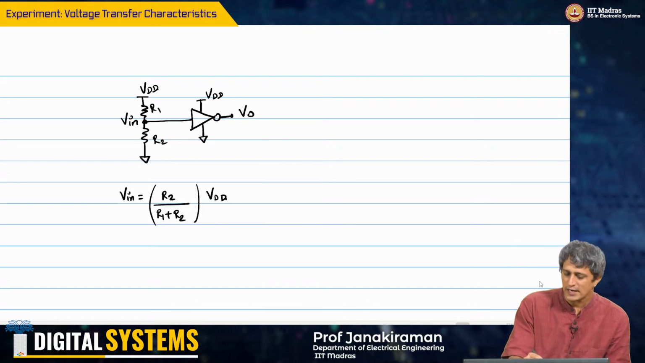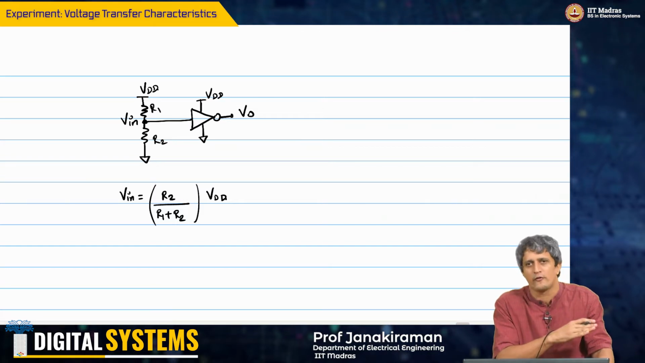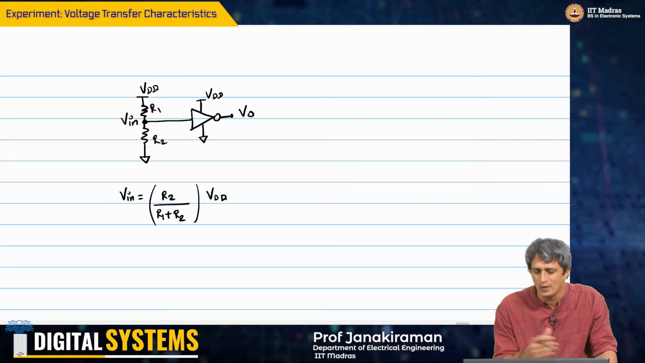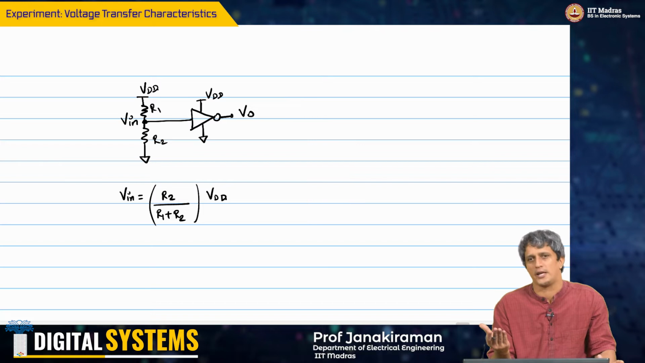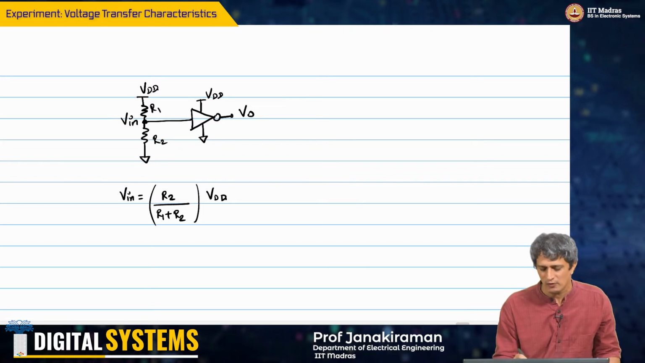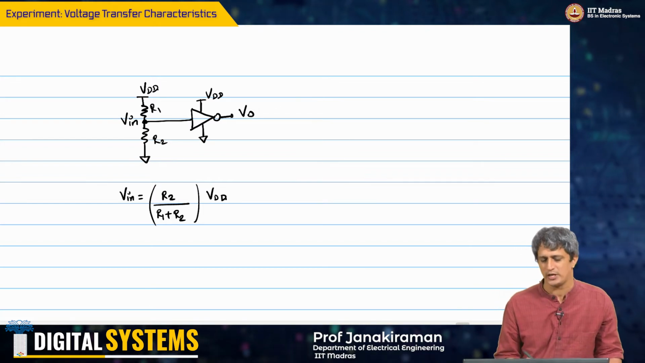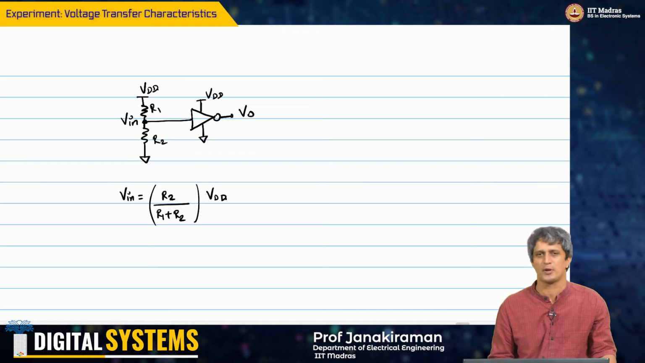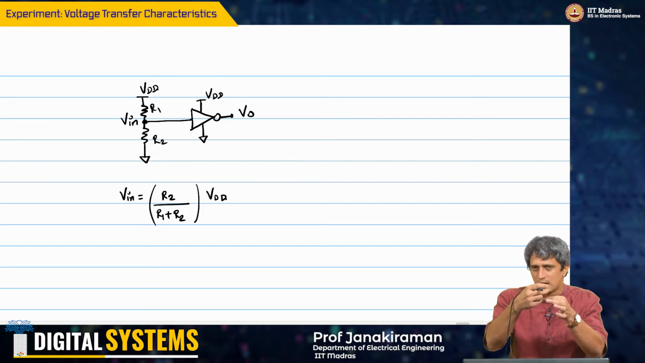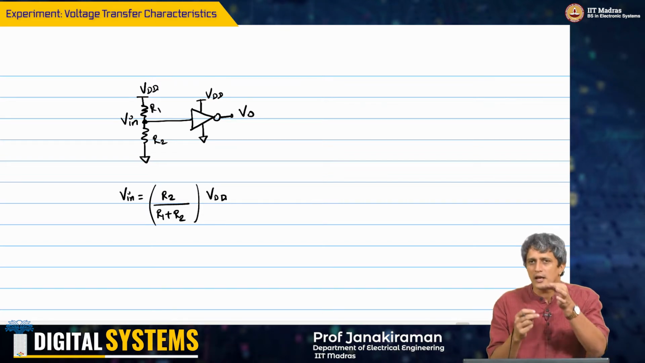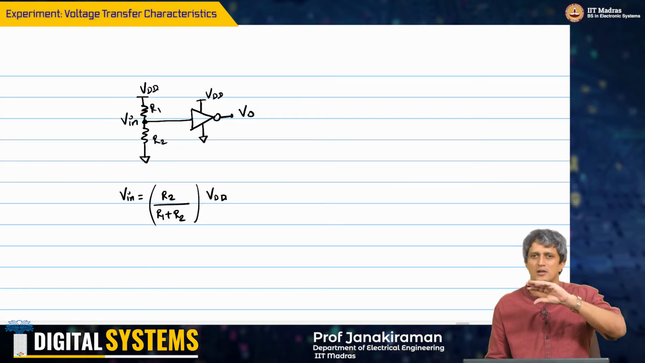So if I can sweep R2 from 0 to a very high value, then effectively my input would go from 0 to VDD. So how is this achieved? This is achieved with something known as a potentiometer. There is a potentiometer which I will show you later in the experimental setup, which allows you to do this. There is a screw which if we turn, you will see that the resistance between two of those terminals will change.